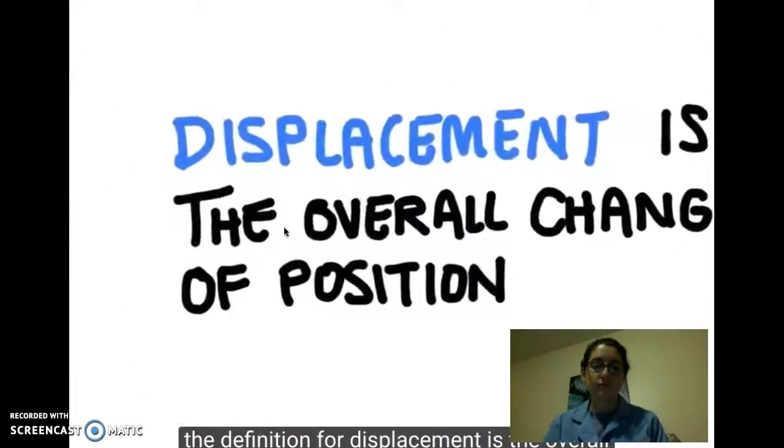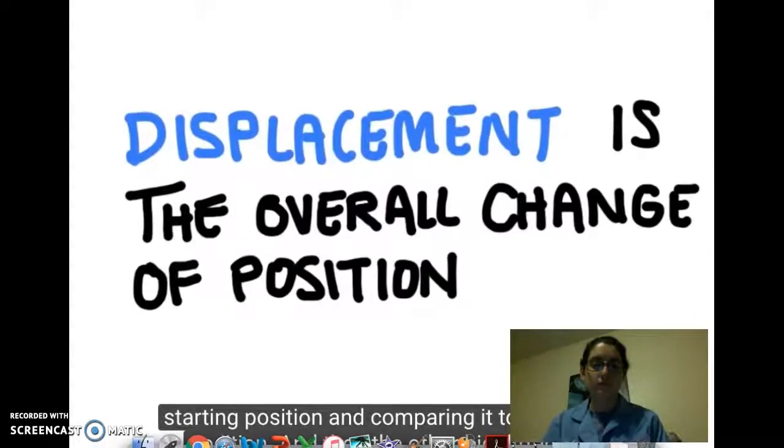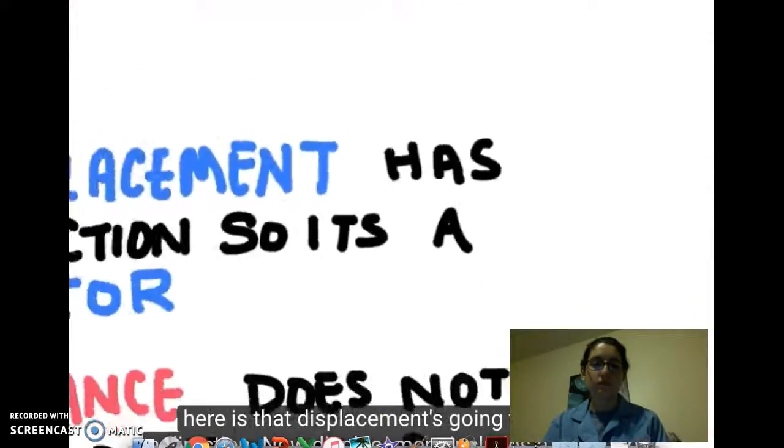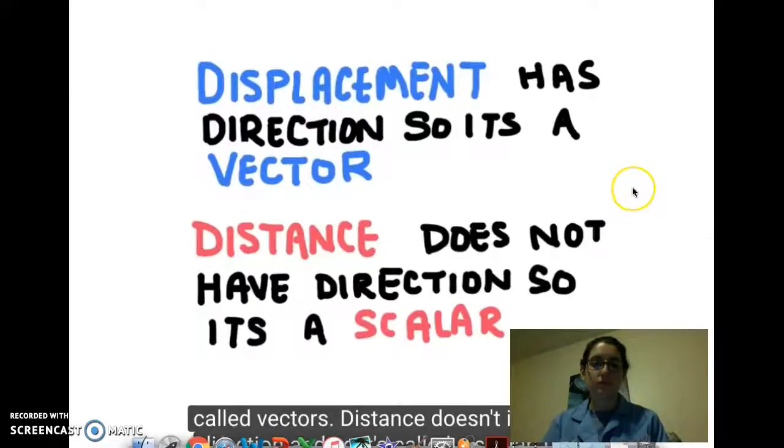Now the definition for displacement is the overall change in position. So we're looking at a starting position comparing it to a finishing position. And then the other big difference here is that displacement is going to include a direction. Now displacement includes a direction, and so we call this measurement a vector. And so measurements that include directions are called vectors. Distance doesn't include a direction, and so it's called a scalar.